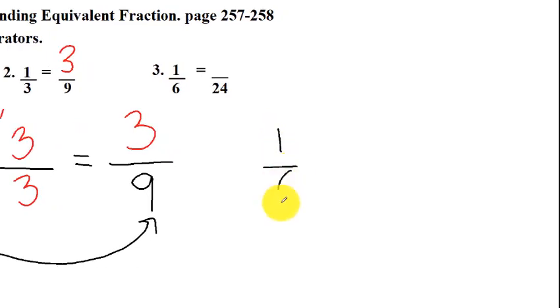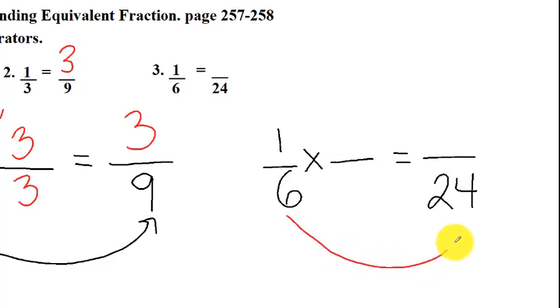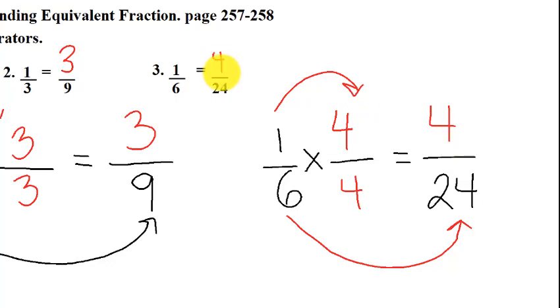1/6. We need to find a number that gives us 24. In this case, look at the table of 6, and what number times 6 equals 24. 6 times 4, 24. You need to repeat the same number in the numerator. 1 times 4 is 4. The missing number is 4. You have to do the same for the other problems.